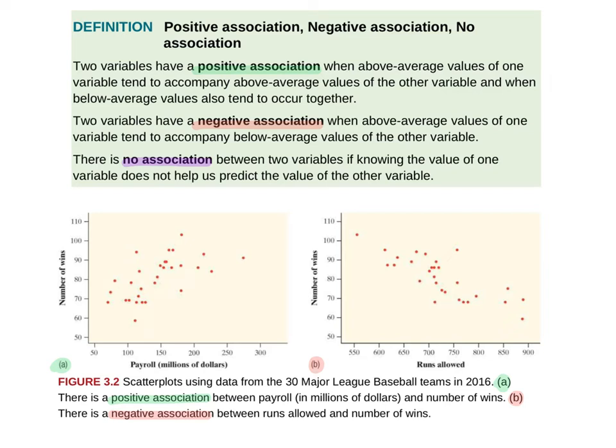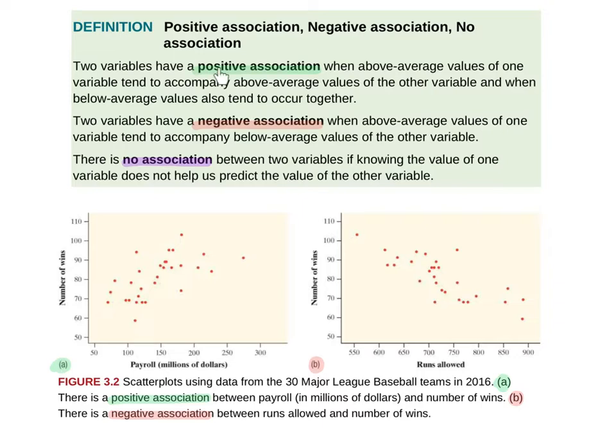So while a graph, like a scatter plot, is all beautiful and wonderful to look at, it's really kind of useless if you don't analyze it and try to glean something from it. So scatter plots have 3 different types of associations. There's positive, negative, and no association.